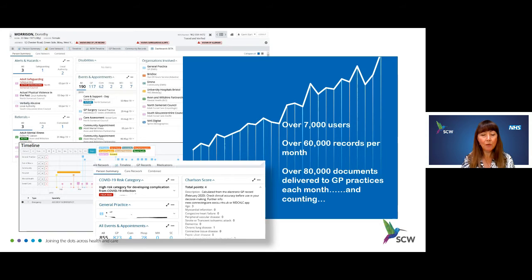There are some other things that the programme does, as well as the shared care record. We also support a couple of personal health records, which are the kinds of apps that you and I might use. And we also provide some document delivery to GP practices. So that's a bit of a flavour around shared care records and interoperability within the Connecting Care programme and partnership.